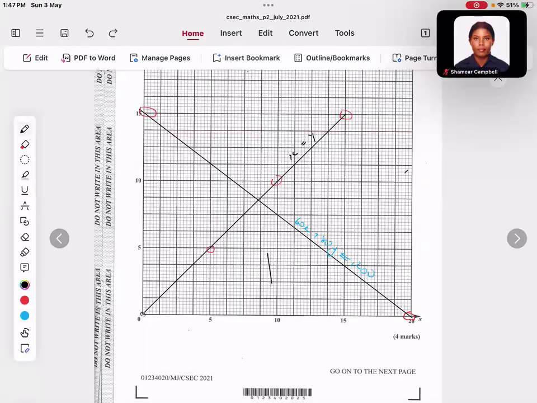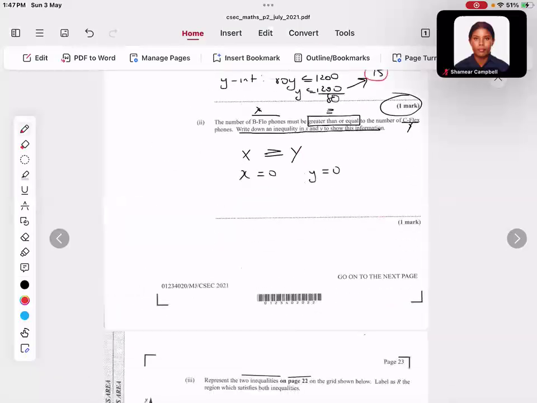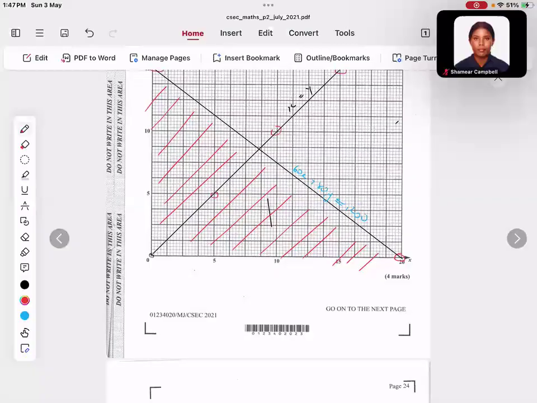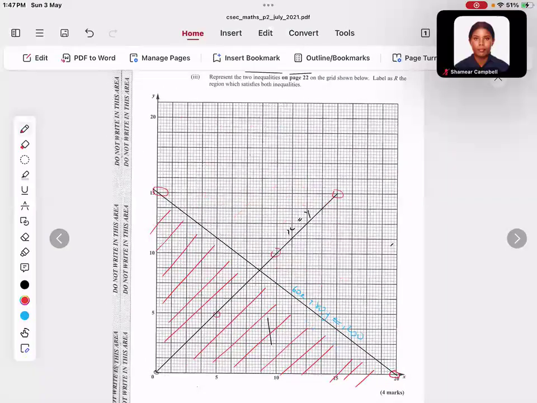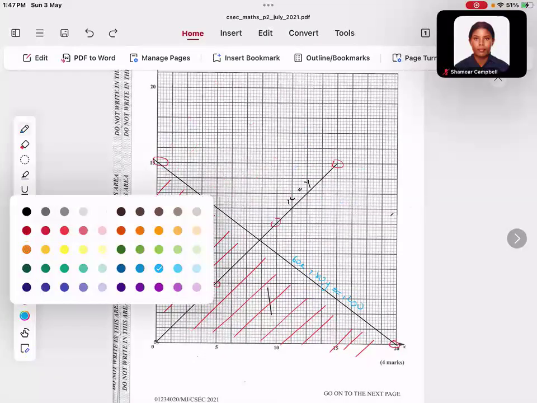Well, based on the fact that this equation says less than or equal to, that means it must be a region below this line. So we have to shade the region that is below that line. But this one now is x is greater than y, so it has to be a region that is above this line. I'm going to use a different color ink here. So a region that is above this line.